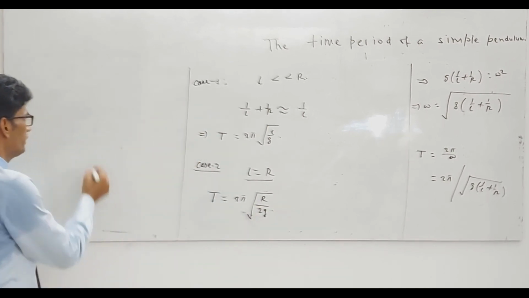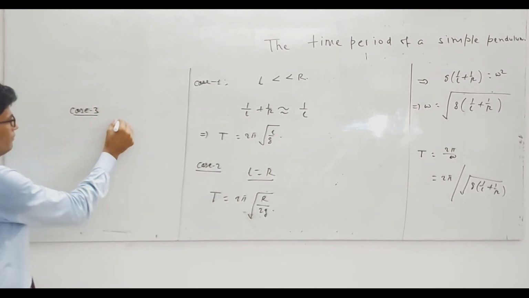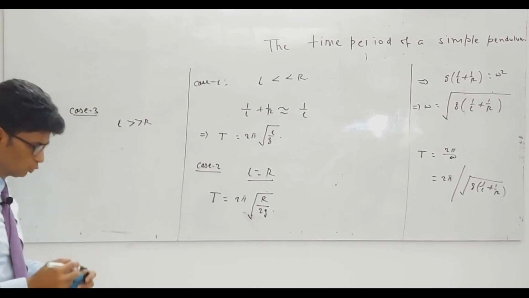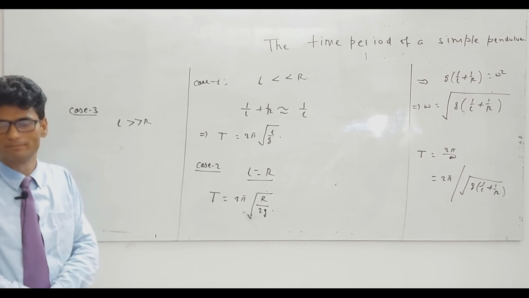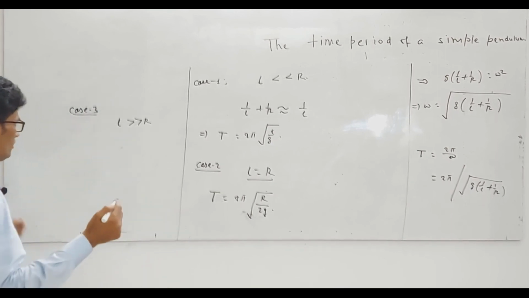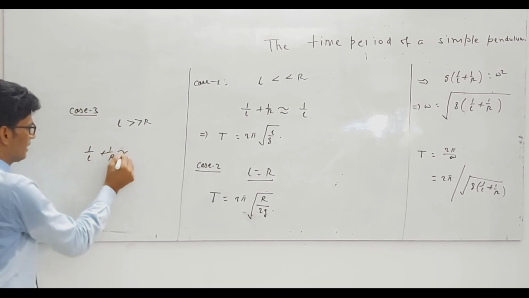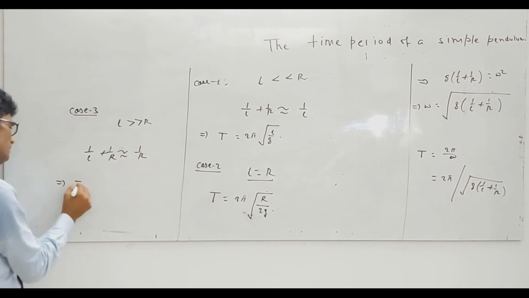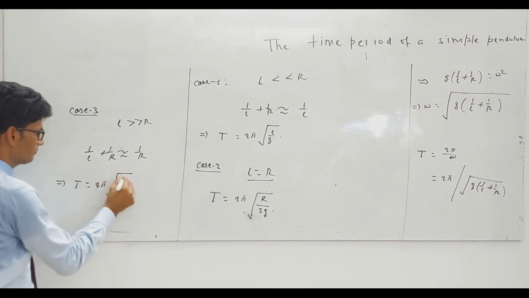Now case 3. Case 3 is if L is very greater than r. Who is going to set up such a peg and such a pendulum? Again, we imagine like that. So now 1 by L plus 1 by r is as good as 1 by r. Then this implies time period is equal to 2 pi under root r by g.